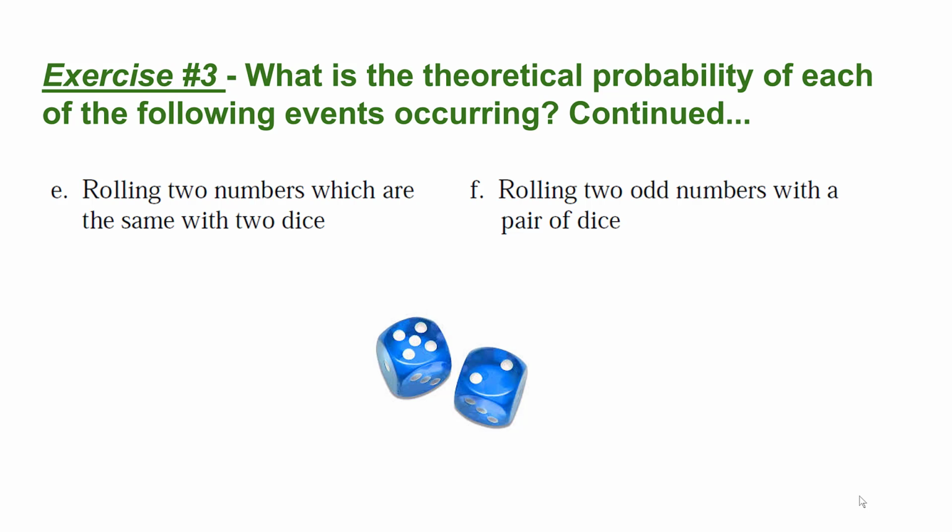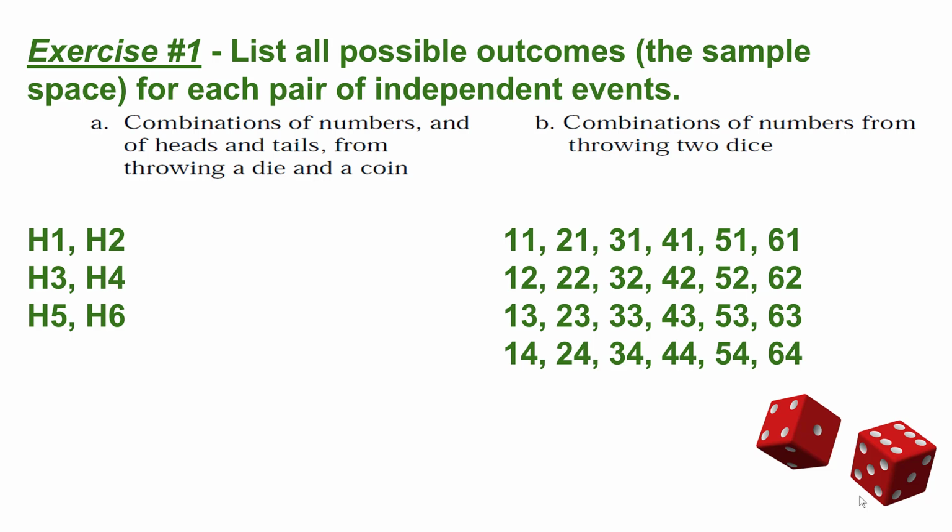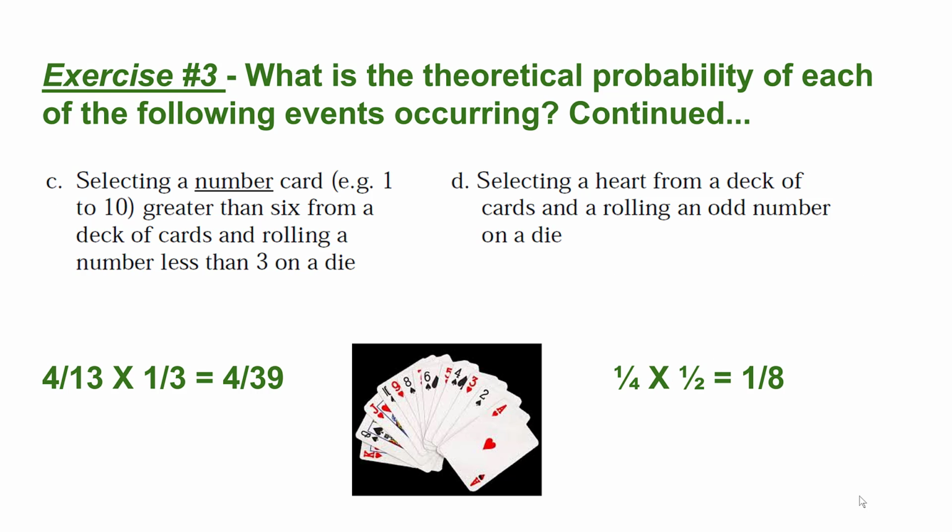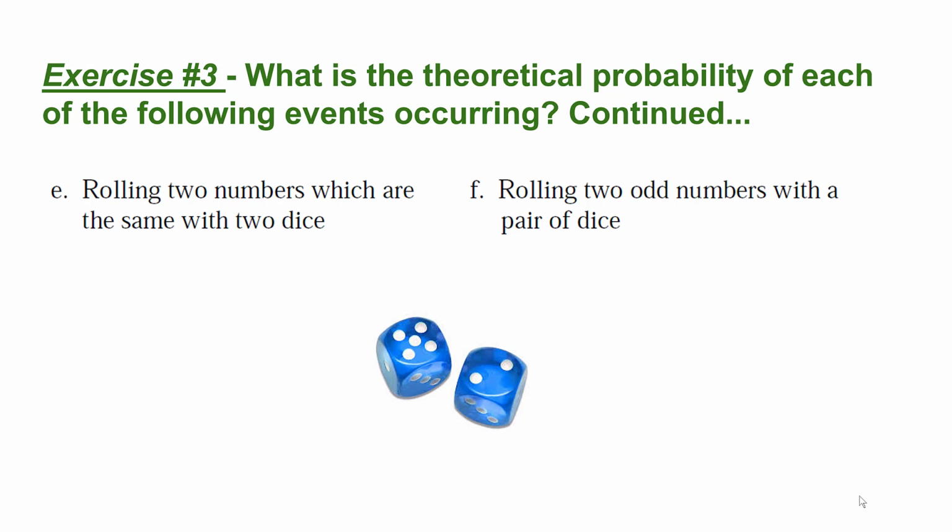The next 2, you're on your own: rolling 2 numbers which are the same with 2 dice, and rolling 2 odd numbers with a pair of dice. Good luck. Try these. Rolling 2 numbers which are the same with 2 dice. I would go back to number 1, exercise 1B. That's almost there. If you fill that out, you can actually figure out the answer, put it in simplest form. And F, rolling 2 odd numbers with a pair of dice. Again, go back to that question, exercise 1B, and you will be able to find the answer.